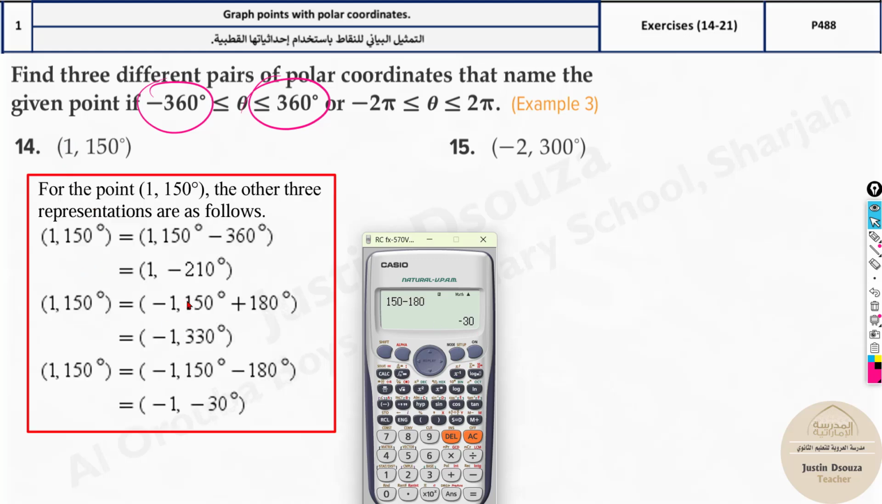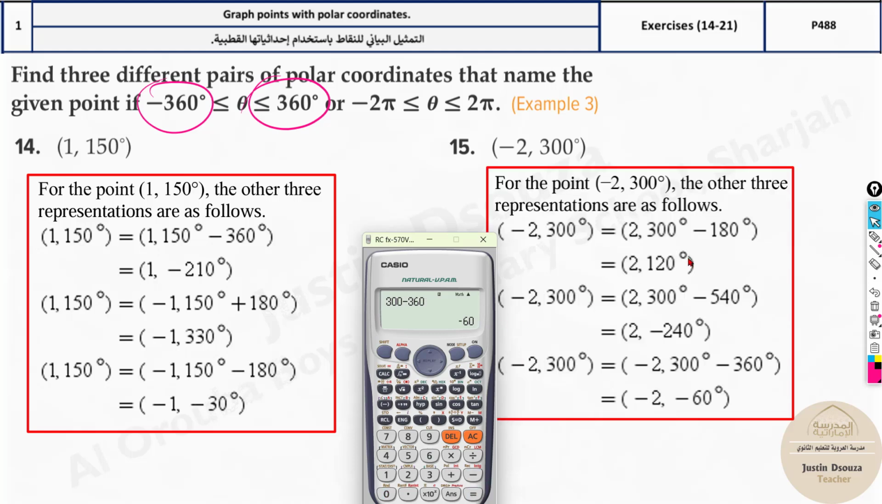Let's look into the answers. See, first answer, what I got? The same one, 1, and it was minus 210 when I subtracted 360. It was within the range. Next one over here, I got minus 30 degrees, and this will be minus 1. And I just change this minus to plus here. It's 360 degrees and minus 1. So these are the multiple representations. It will work many times, but look at this problem. Let's try this. 300 minus 360 will be minus 60. Absolutely, it's fine over here. Same radius, minus 2, minus 60. Now what we will do is we will subtract this by 180. Will it work?